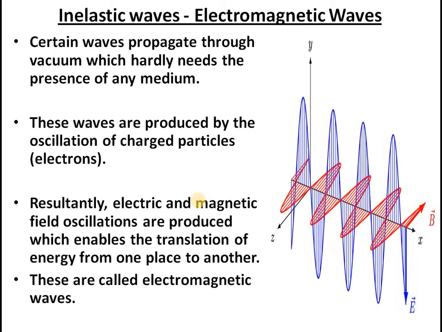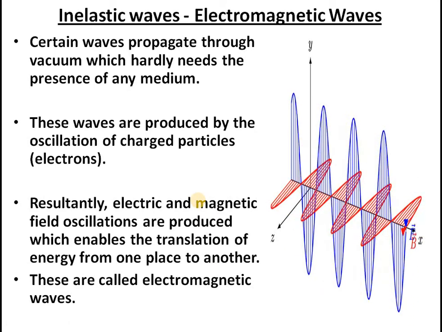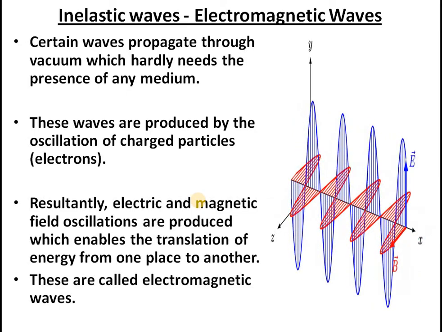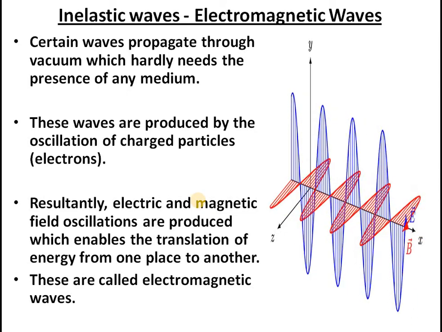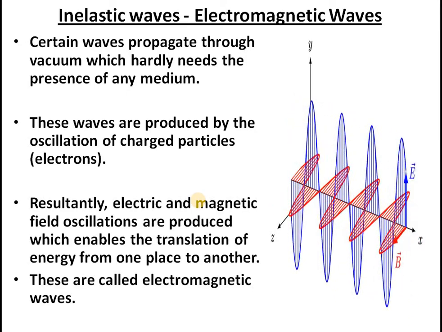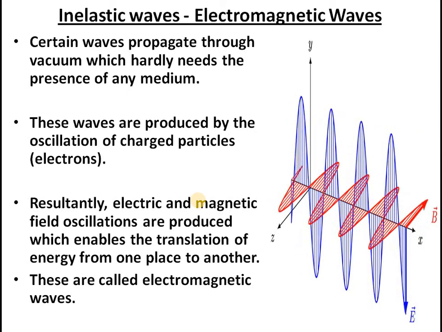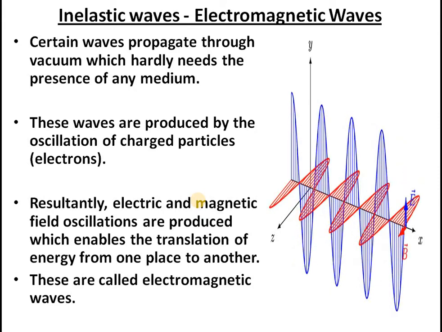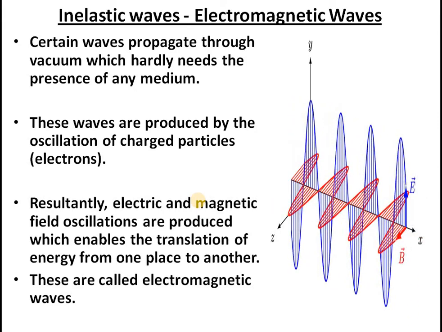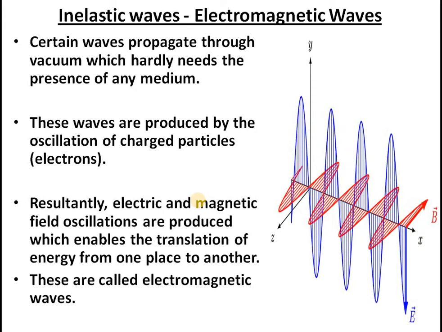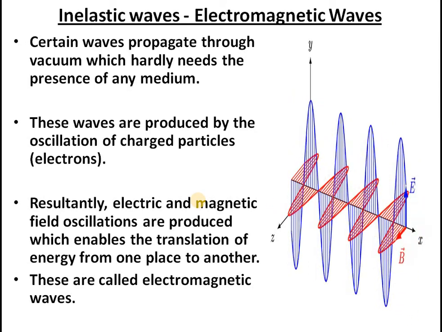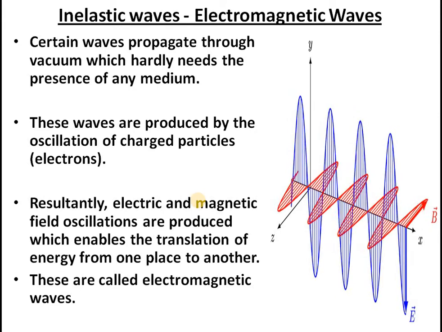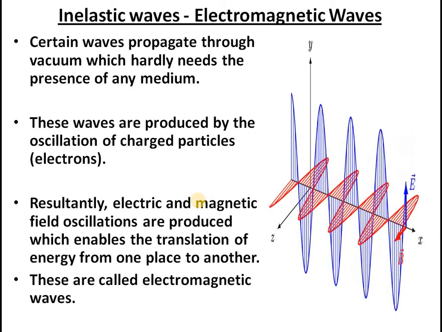In addition to this, there is a third category known as matter waves that does not come under the purview of your syllabus. So I am not discussing it, but keep in mind that there is a third category of wave that is called matter waves. So in general, waves can be classified into elastic waves or mechanical waves. The second one is electromagnetic waves or inelastic waves, and the third category is called matter waves.